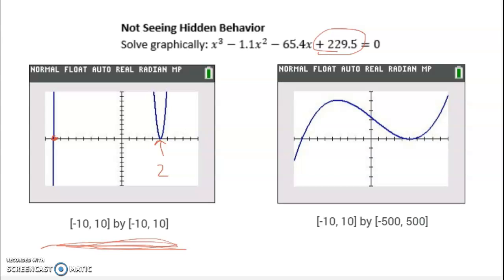So I have all 3 of my x-intercepts, so I'm not concerned with changing my x-axis, but I did change my y window to go from -500 to 500, and now I really do get a better picture of what's happening with my graph. So again, your calculator is a very, very useful tool. It is not the end-all be-all. You have to learn how to work with it.